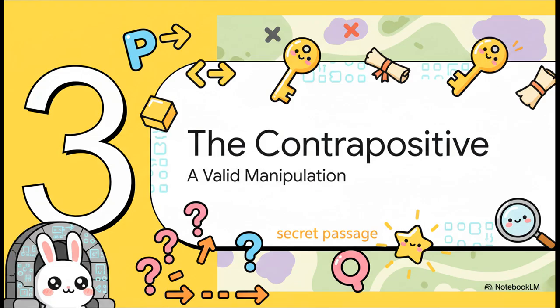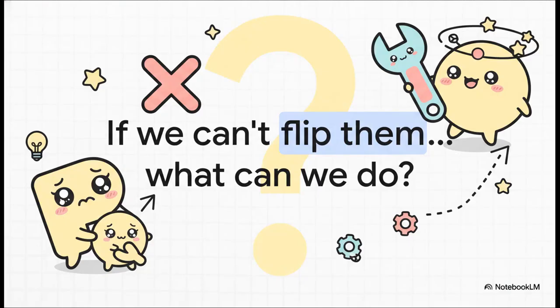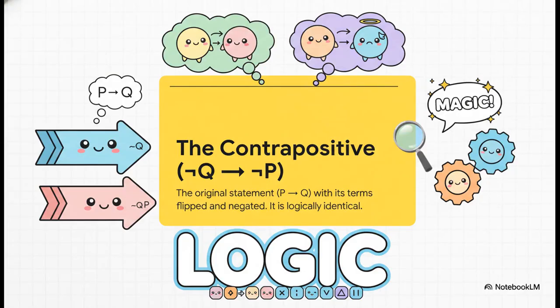So if we can't just reverse a statement, are we just stuck? No, not at all. Logic gives us this awesome tool, a kind of secret passage. It's a perfectly valid way to manipulate an implication, and it's called the contrapositive. So we've established that just flipping P and Q around is a big no-no. But that raises a pretty important question. Is there any valid way to rearrange the statement and have it mean the same thing? And the answer is a big yes. It's the contrapositive. Here's how you do it. You flip the terms, and you negate them both. So if P, then Q, becomes if not Q, then not P.